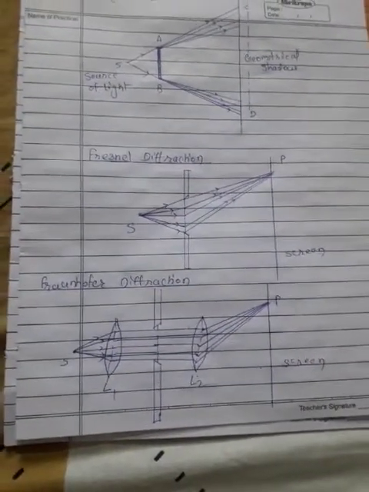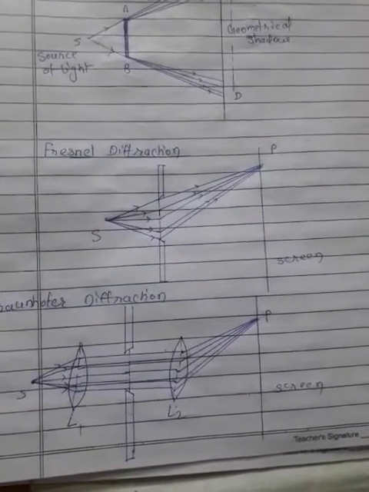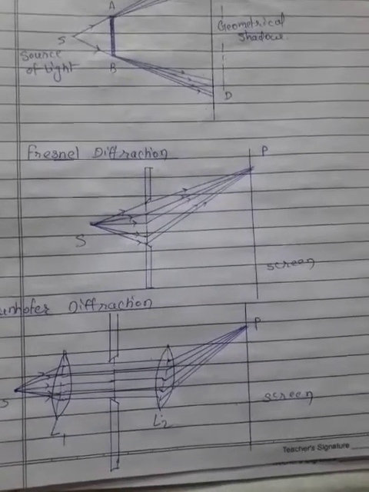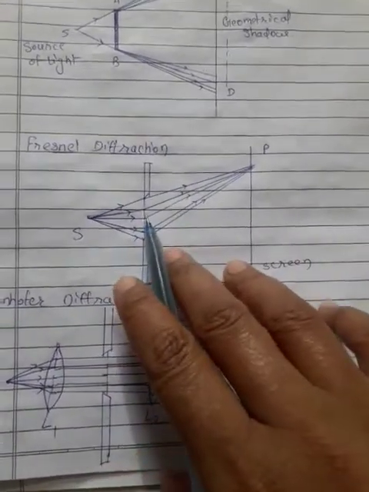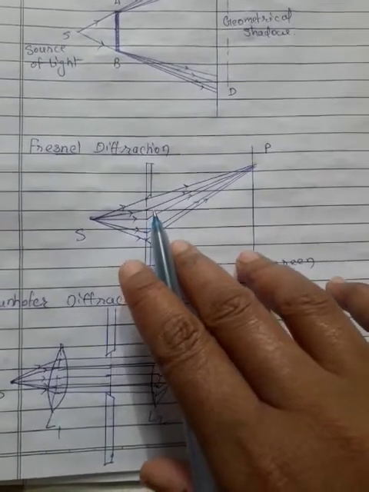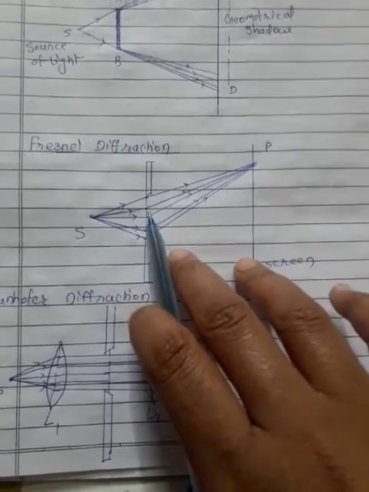Again, the second point is that any wavefront can be divided into a large number of zones or strips called half period zones or strips. Here, the wavefront can be divided into a large number of zones. In the next derivation, we will see the number of zones.